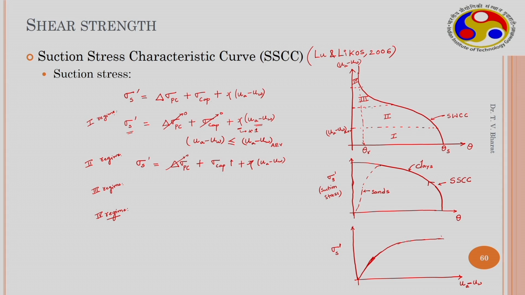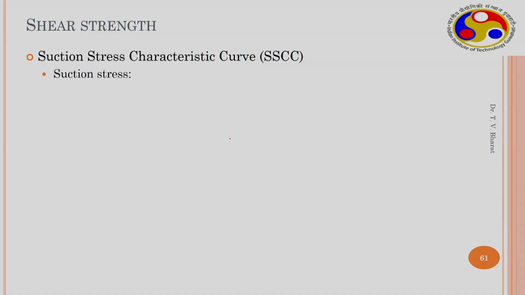But in case of sands, the suction stress decreases and becomes 0 at one particular matrix suction. So, this is for sands and this is for clays. Initially there will be a 1:1 linear increase, and beyond this is a nonlinear behavior, and it starts decreasing and suction stress becomes constant, because the contribution of only van der Waals forces and such short range forces is dominant at that particular suction value. So, how to understand this suction stress characteristic curve?